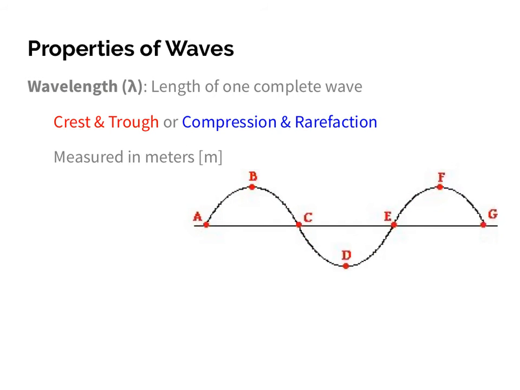All right, next one, this is going to be an important one, is what's called the wavelength. The wavelength is what it says. It's the length of a complete wave. So in a simple sense, you have from A going up and down, a crest and a trough. That would be a complete wave. So the wavelength would be the length of the distance between the 2 points here, A to E.